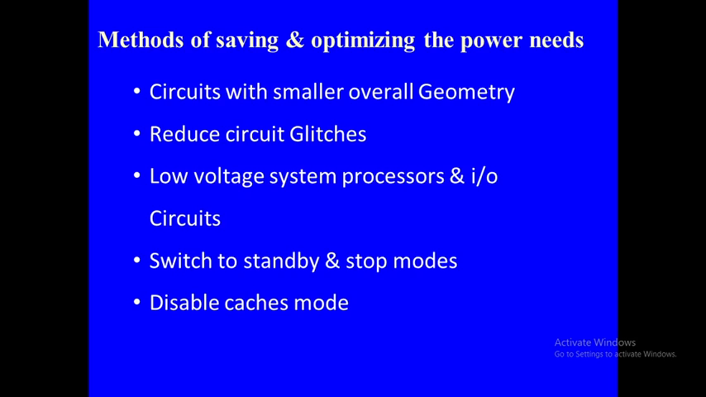Reduce the circuit glitches. See, in a CMOS circuit, what will happen? Power dissipation only at the instance of change in input. Power dissipation will be there at the instance of change in the input. Therefore, unnecessary glitches and frequent input changes increase the power dissipation. If more glitches are there, more frequent changes of the input, the more power dissipation will occur. So, try to avoid these things.